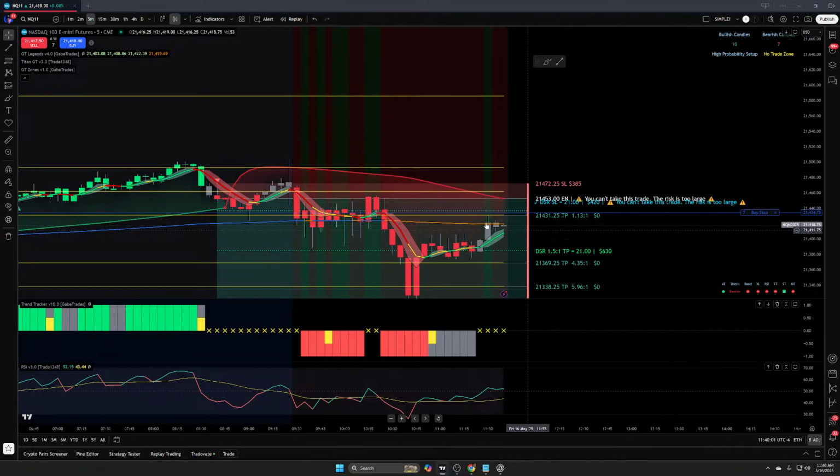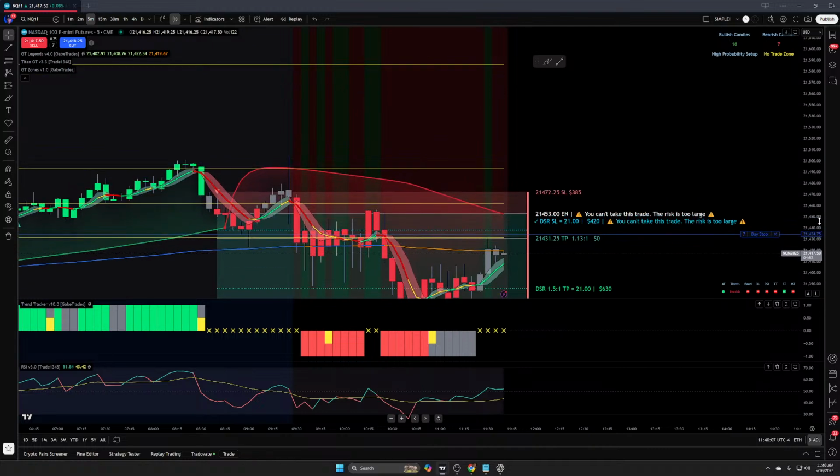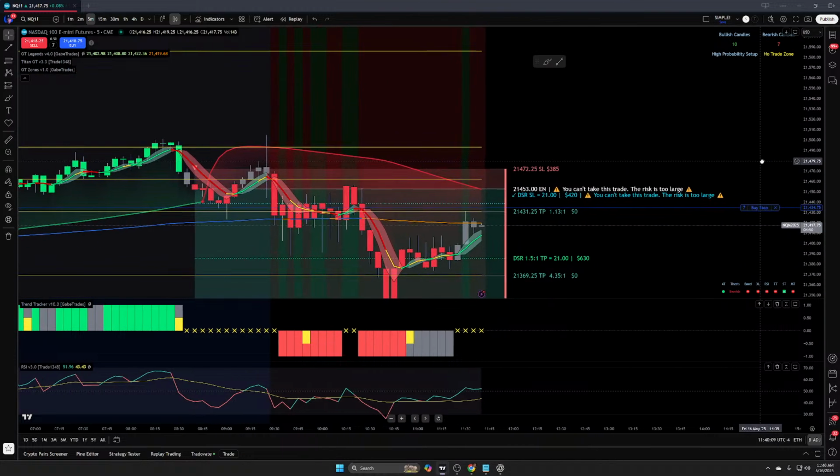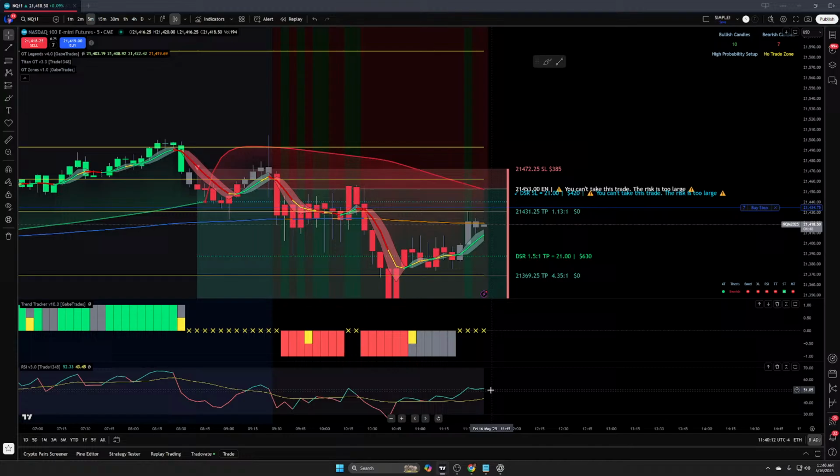The chop is a pain in the ass, though. It really is a pain in the ass. Right here, you see? But our side maintains above 50, at least at this point. So let's see what happens.